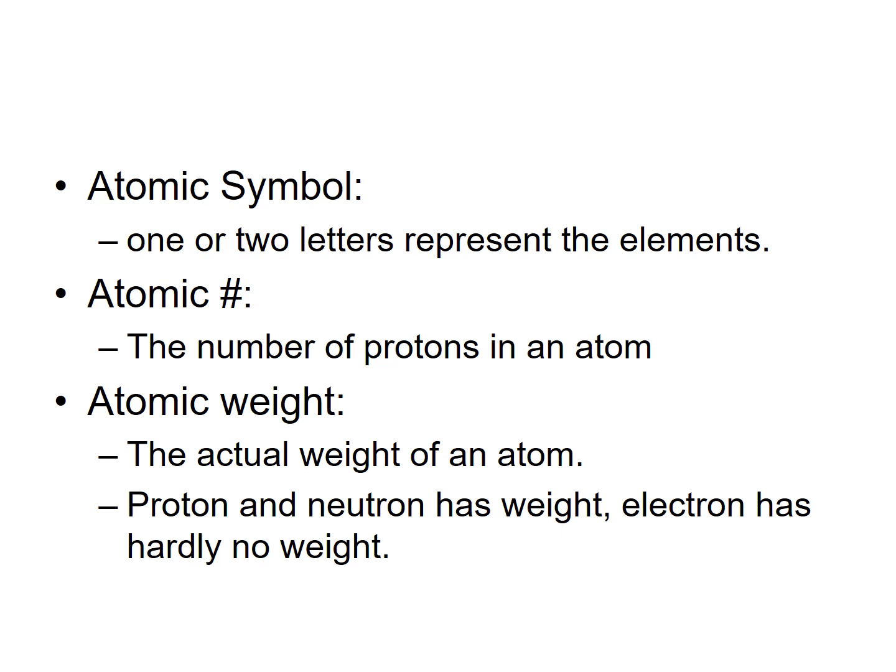Now let's get into some of the terms. First of all, you have the atomic symbol. The atomic symbol is simply one or two letters that represent an element. I'll show you some examples. The atomic number is the number of protons in an atom. And finally, the atomic weight, which is the actual weight of the atom.